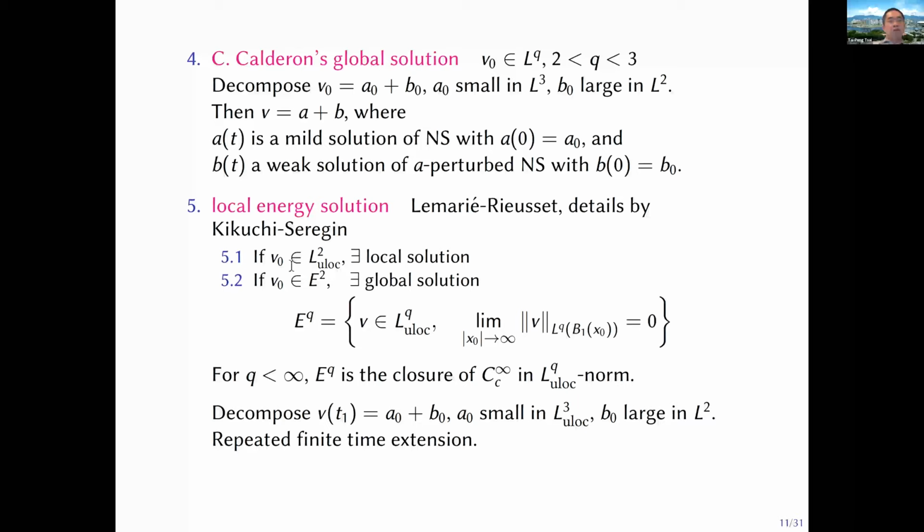First, if V0 is in L2 uniformly local, then there's a local in time solution. Second, if V0 is in E2, where Eq is the subspace of Lq uniformly local such that the Lq norm vanishes as the center goes to infinity, so if V0 has this decay, then there's a global in time solution.